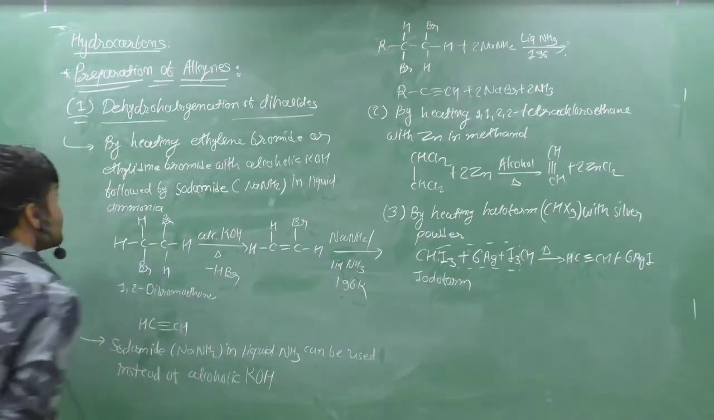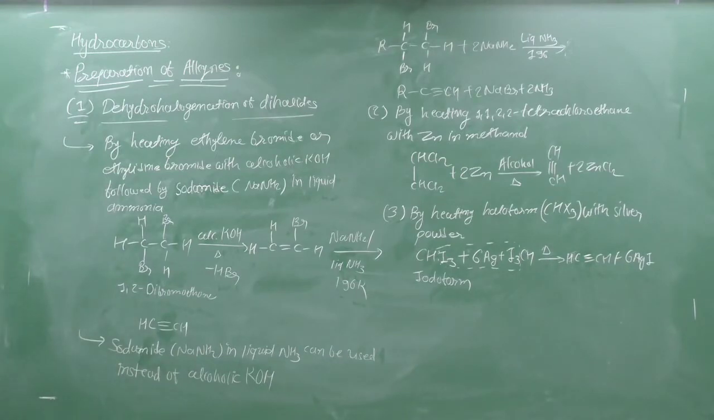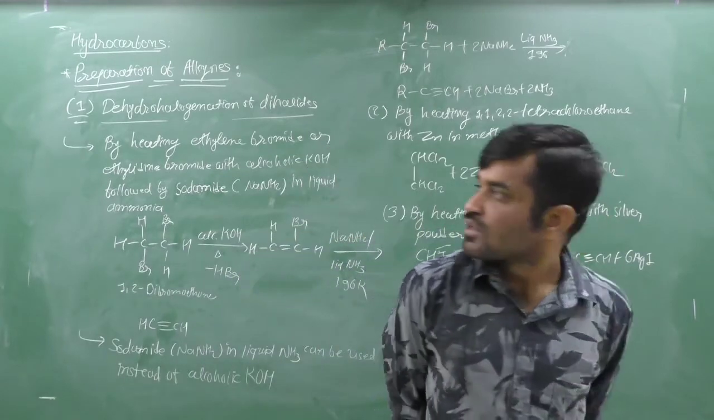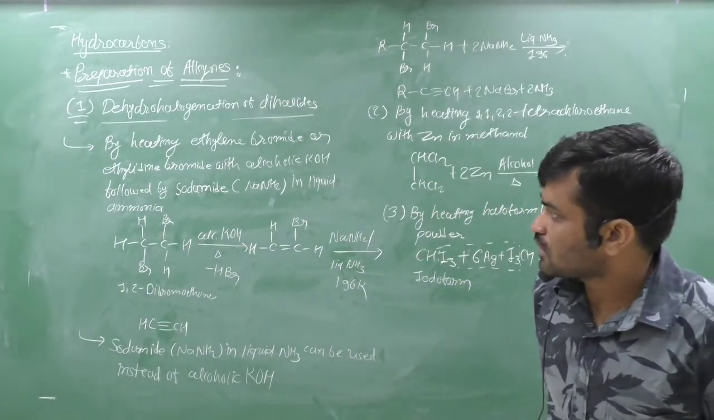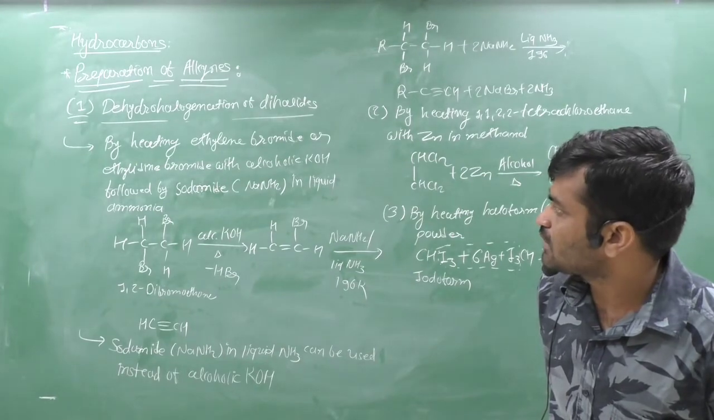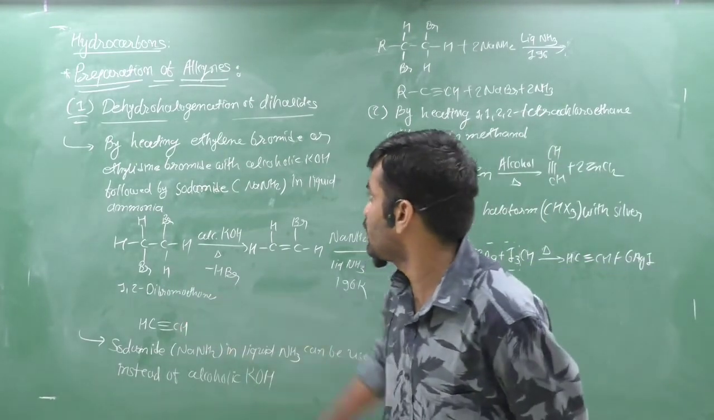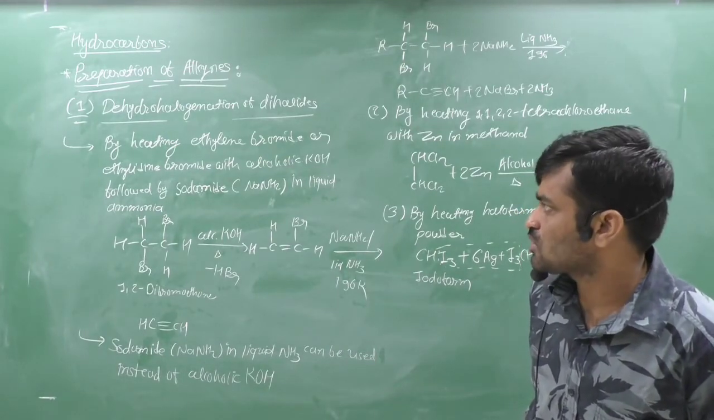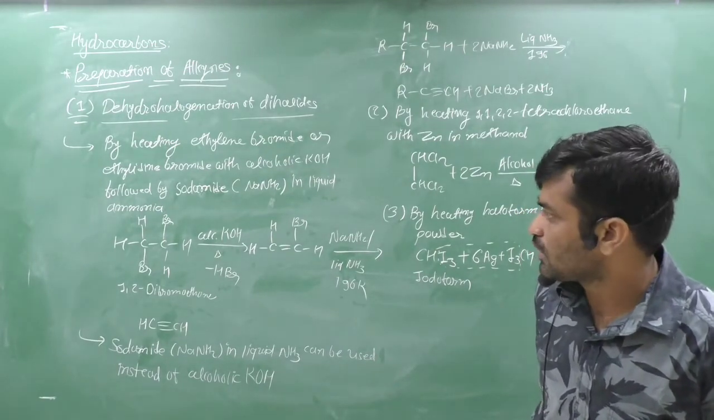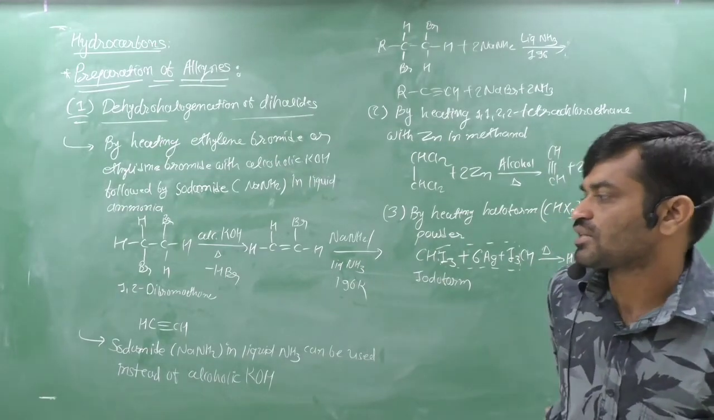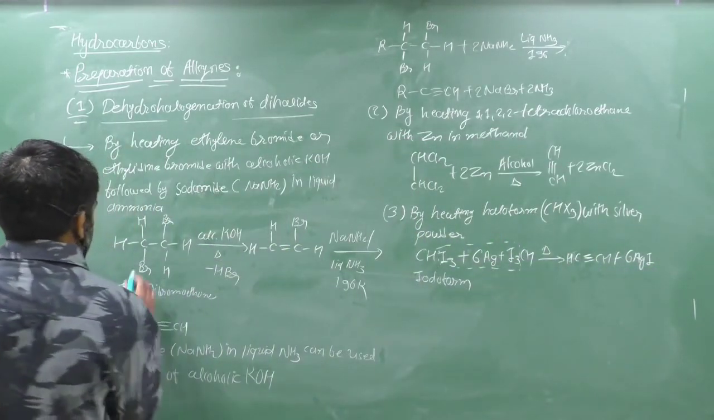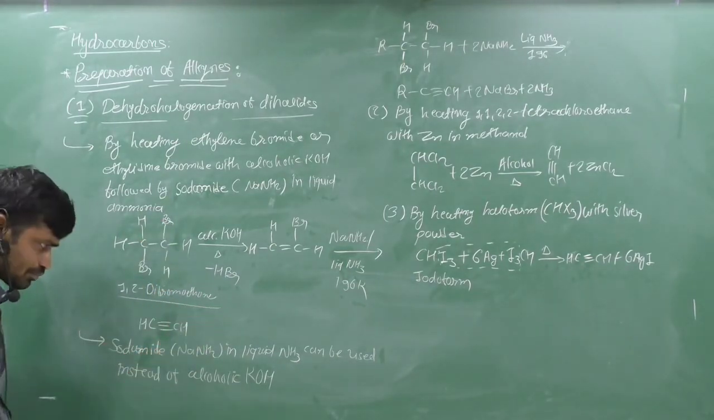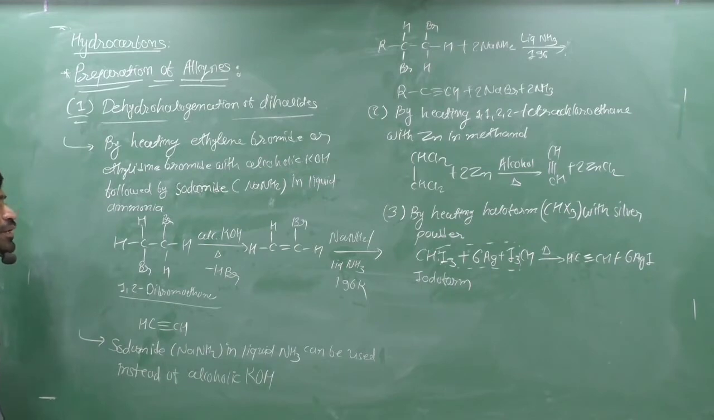Clear? And we can discuss here dehydrohalogenation of dihalides, generally we use vicinal dihalides. Suppose we have the reaction like this: by heating ethylene bromide, or ethylidene bromide, with alcoholic KOH followed by sodamide, NaNH2 in liquid ammonia, to give acetylene. Suppose carbon, hydrogen, hydrogen, bromine, hydrogen, bromine, hydrogen: 1,2-dibromoethane.